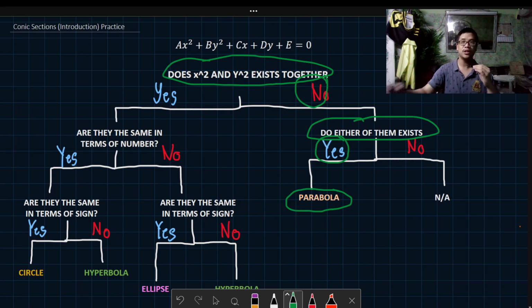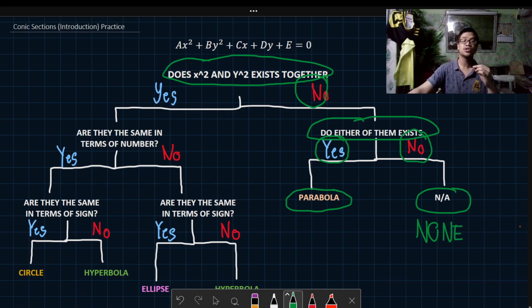But what if they don't exist? Like there's no x squared, there's no y squared. Then your answer is no, and there is no conic section. It's not a conic section, basically. It's NA, or just simply put, none.